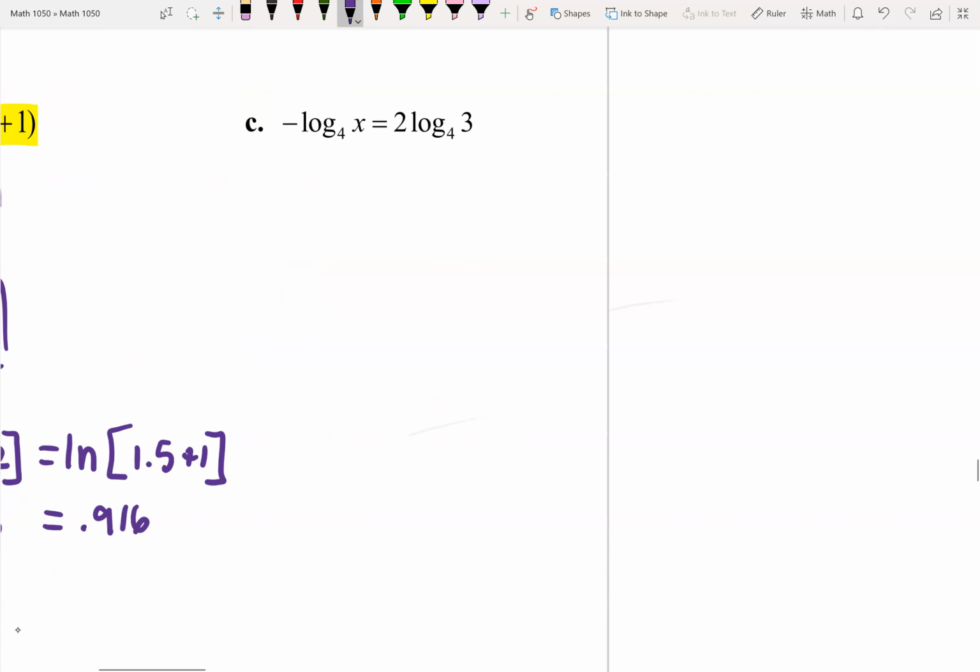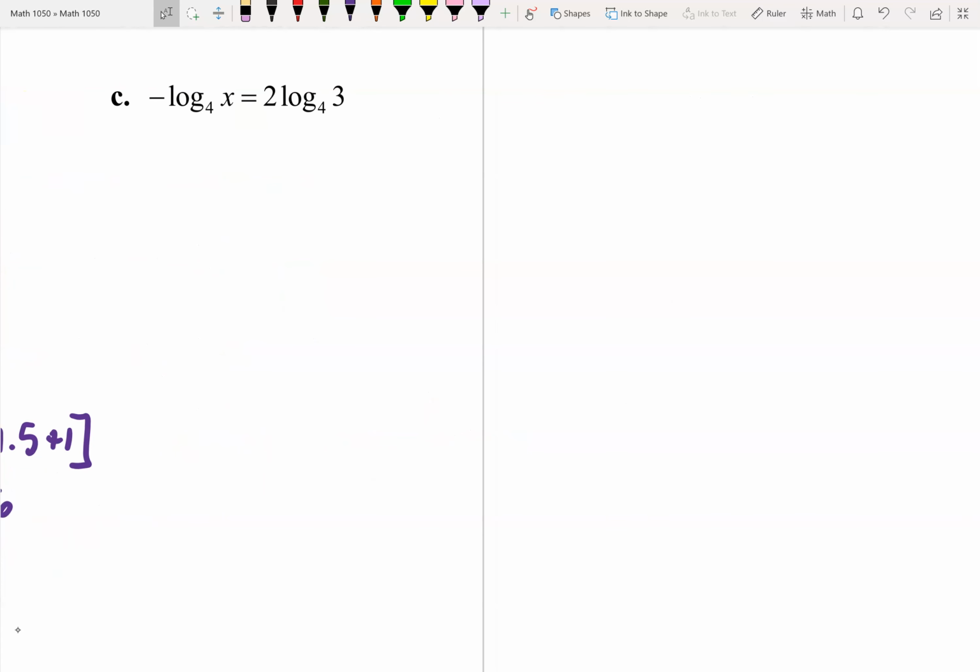Okay, question C. Many, many, many ways to do this problem. What would you do? Someone tell me what you would do. Look at it. You absolutely could do that. Then you could condense and convert. Totally acceptable. There's an easier way.